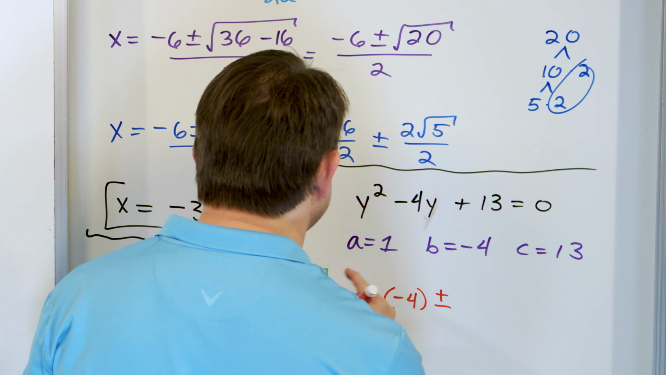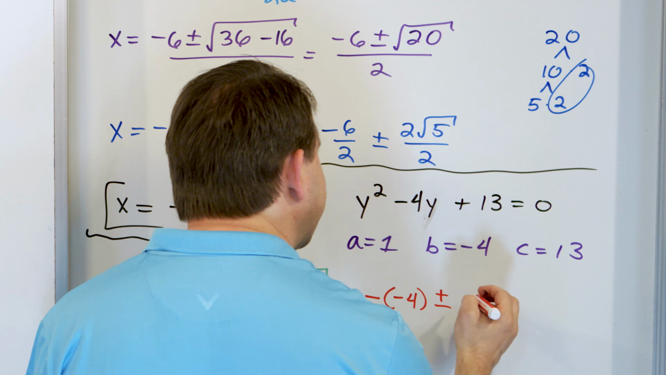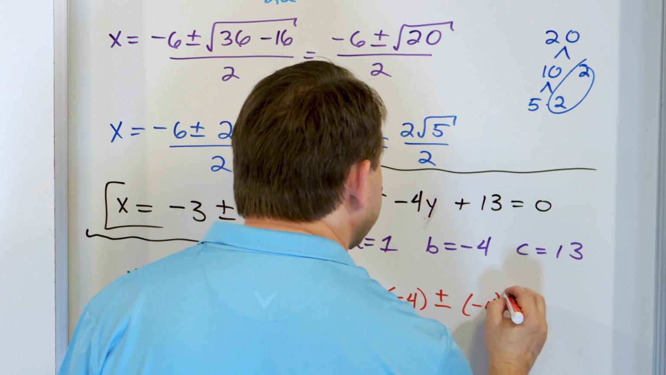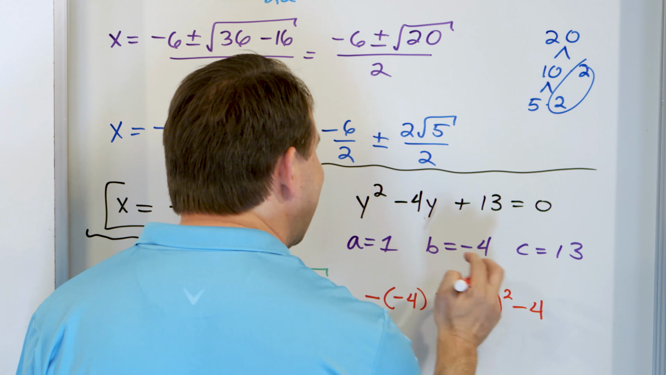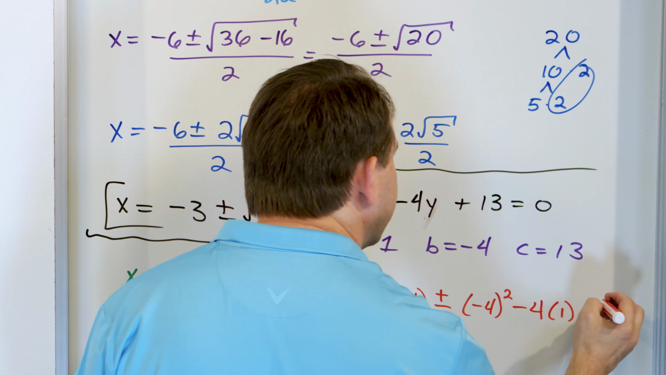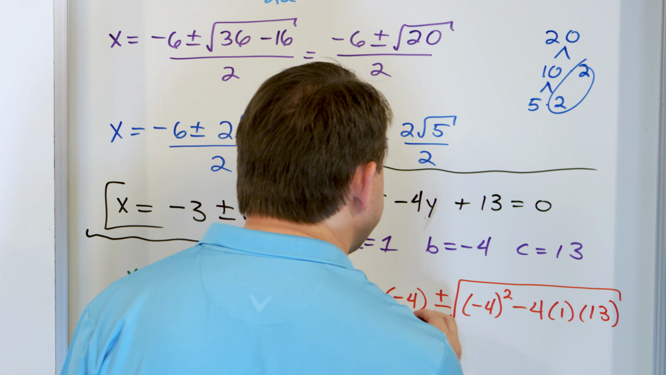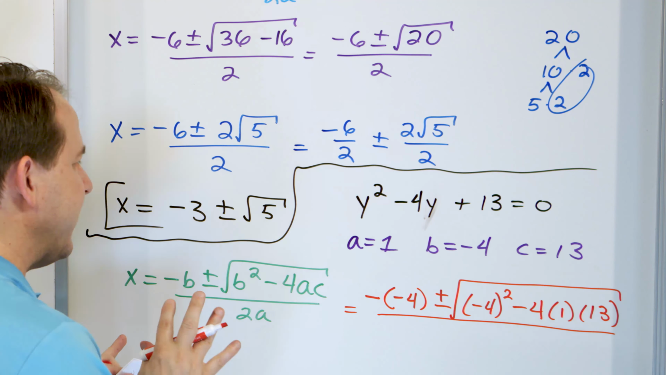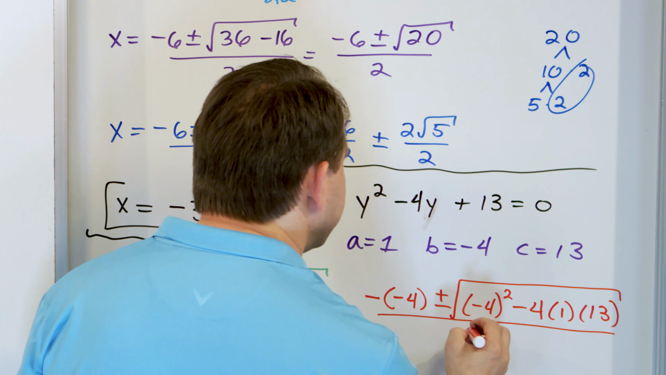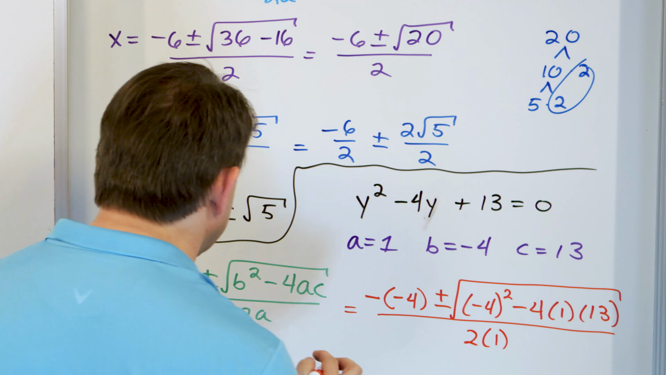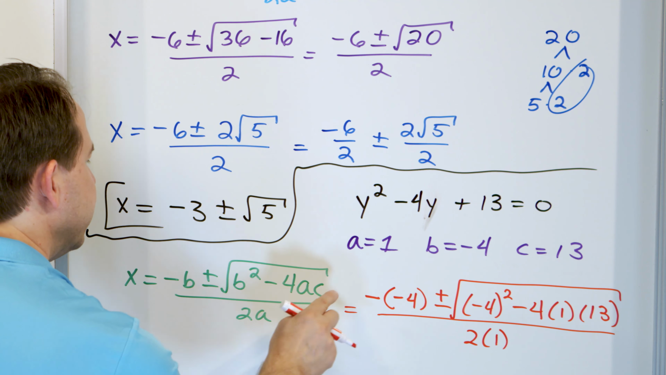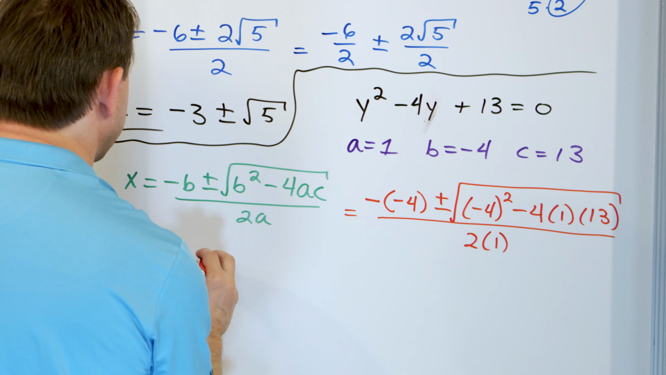Then you have plus or minus, and on the inside, b is squared, but b is negative, so you have to write it as negative 4 squared, minus 4 times a, which is 1, times c, which is 13. And the square root is wrapped around this whole thing. It's very important that you write it down like this so you don't make any problems with the signs. On the bottom is 2 times a, which is 2 times 1. So then y is going to be equal to, the negative of negative 4 is positive 4, plus or minus.